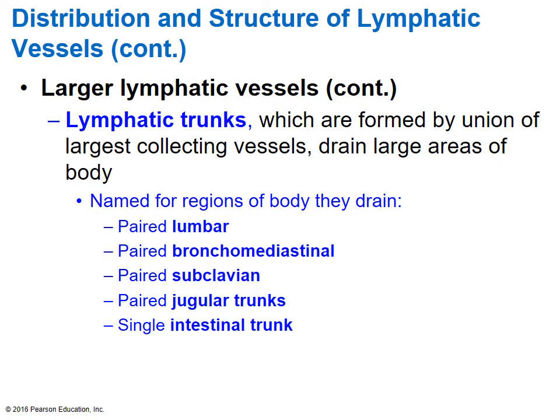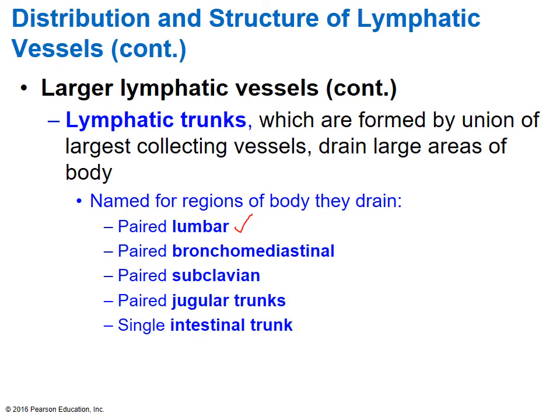As we migrate from the capillaries to the collecting vessels, now we get into the lymphatic trunks. Now the trunks are going to be the union of the collecting vessels, so it's going to allow you to drain a larger area of your body, and it turns out that there are 5 trunks that we've been able to identify. We see that we have a pair, meaning 2 of them, in the lumbar section. This is going to take care of the lower back area, which is going to allow lymph to be drained from the lower extremities, so your legs and your lower back area.